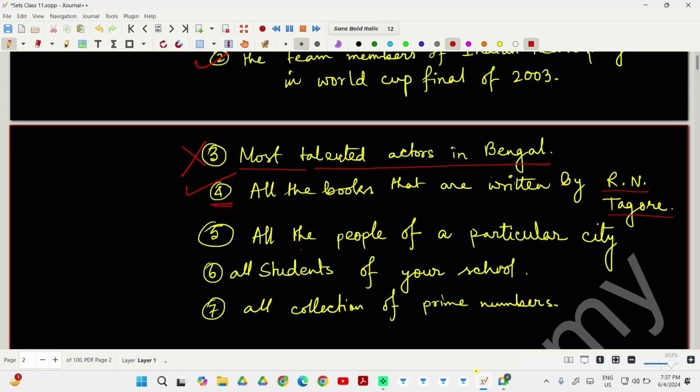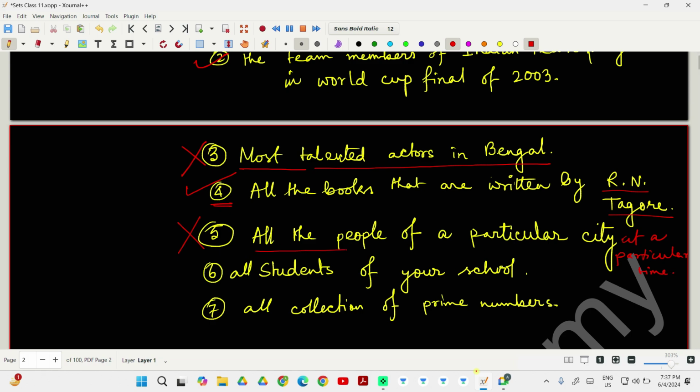And number 5, all the people of a particular city. Okay, so this is not a set, because I forgot to add the phrase: at a particular city and a particular time.